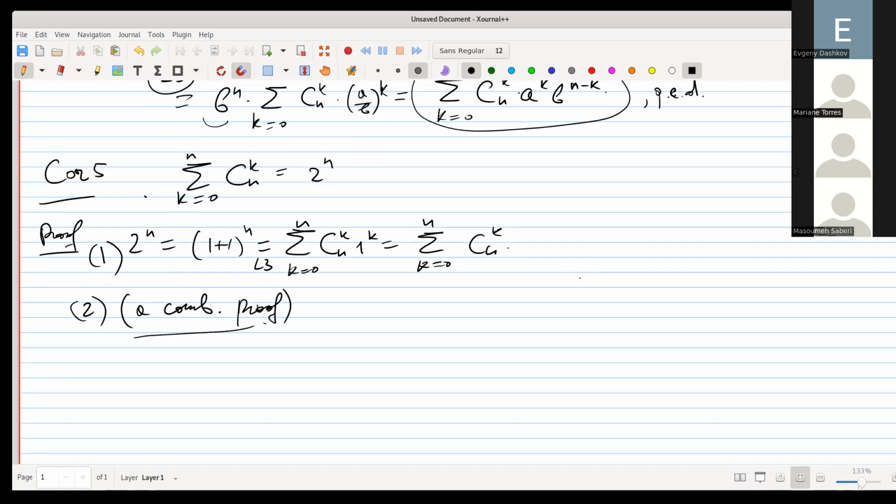Can we count one quantity and obtain in one counting this sum and in another counting 2 to the power n? What is a combinatorial interpretation of 2 to the power n? It is a number of what? 2 to the power n is a number of all which objects? Of all subsets. Exactly. So we know that 2 to the power n is the total overall number of subsets.